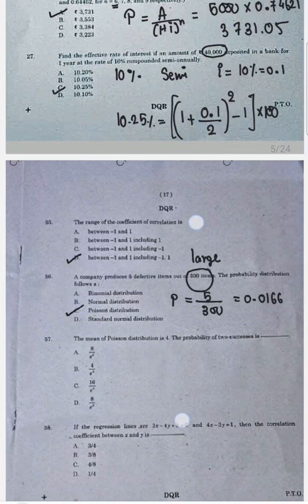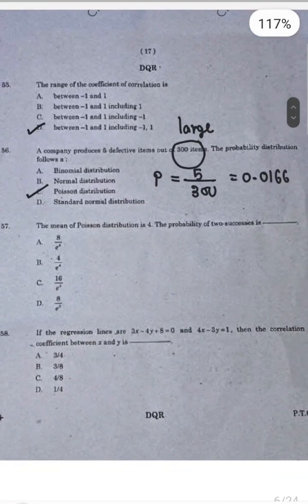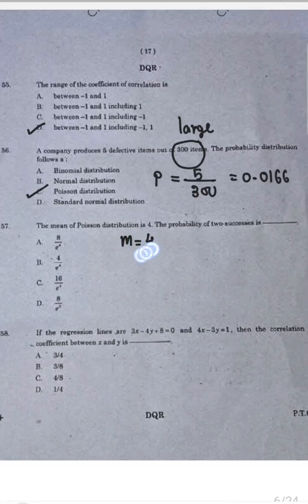Then the mean of the Poisson distribution is 4. The probability of 2 successes: mean means the value of m is 4. For the probability of 2 successes, P of 2, the formula is e raised to minus m, m raised to x upon x factorial.